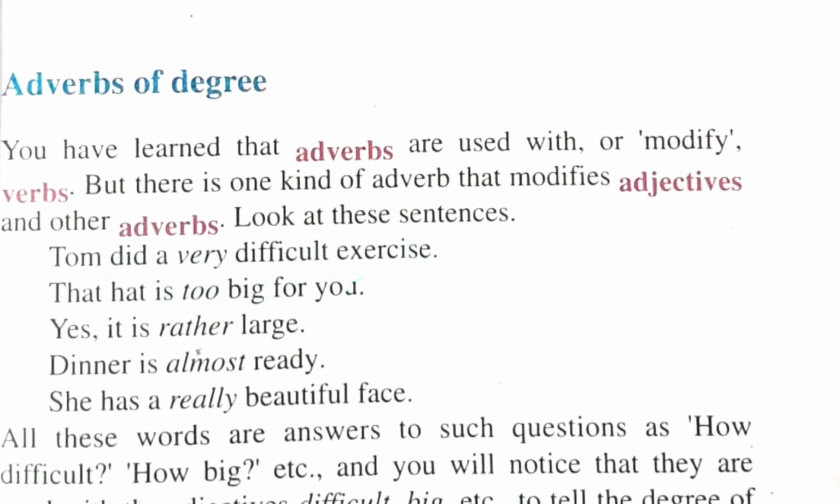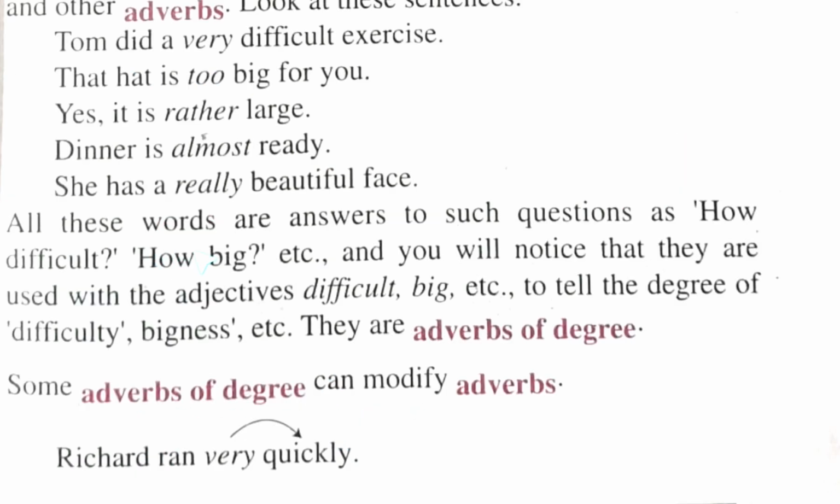Tom did a very difficult exercise. That hat is too big for you. Yes, it is rather large. Dinner is almost ready. She has a really beautiful face. All these words are answers to such questions as how difficult, or here how big, etc. And you will notice that they are used with the adjectives difficult, big, etc. to tell the degree of difficulty, bigness, etc. They are adverbs of degree.